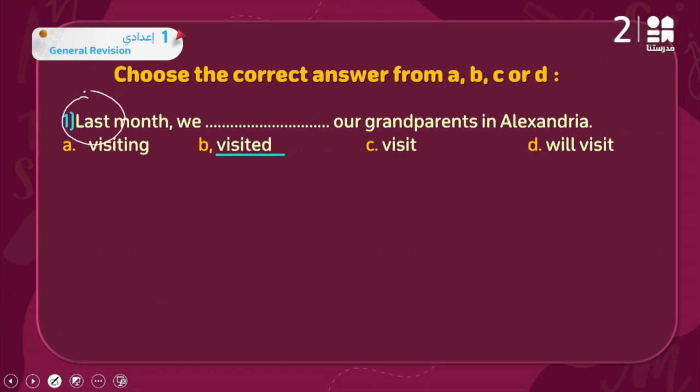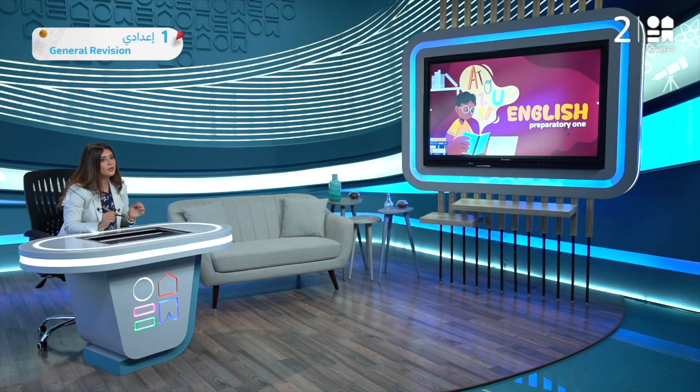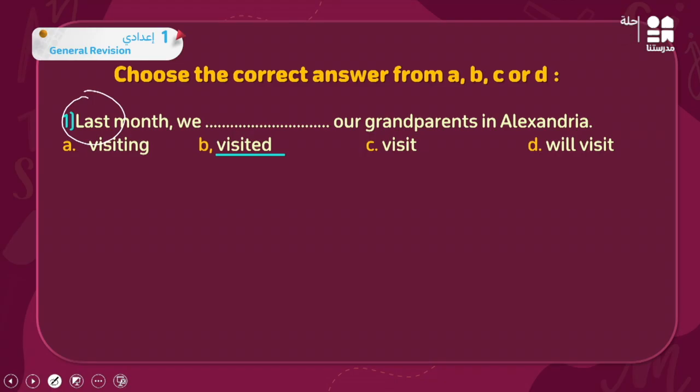Okay, so last month, here let me show you. Here I have the clue, the keyword that tells me this is the past simple tense. Last month, so I shall choose visited. Okay, we visited our grandparents in Alexandria.